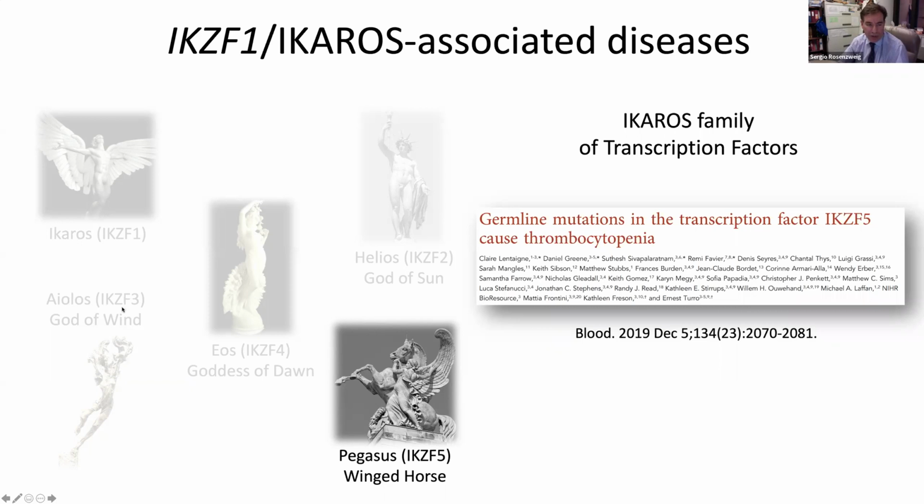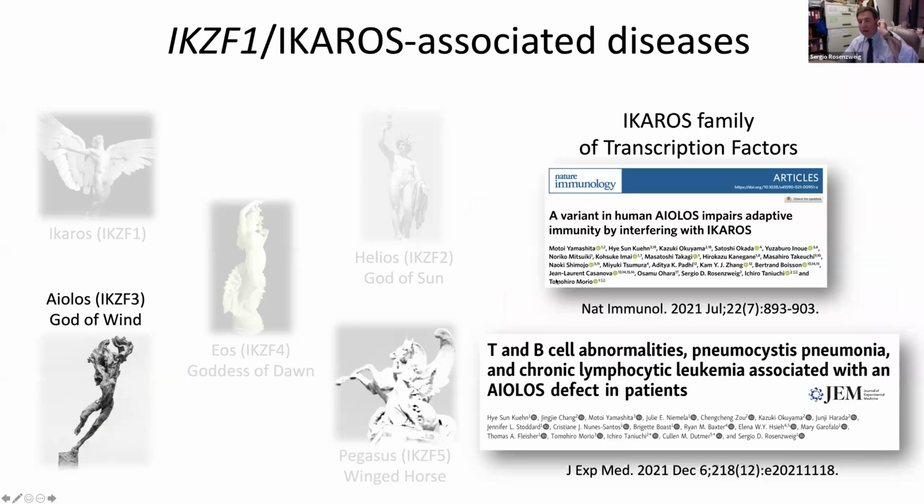What about Aiolos, the god of the wind? This year, we published 2 different papers associated with Aiolos mutations. This paper, published in Nature Immunology, describes patients with Epstein-Barr virus susceptibility that have an Aiolos mutation at amino acid 159, which acts by preventing the work of IKAROS. It was very interesting, and those patients have benign and malignant B-cell manifestations. They have infectious mononucleosis, but they also have tumors, cancers associated with EBV.